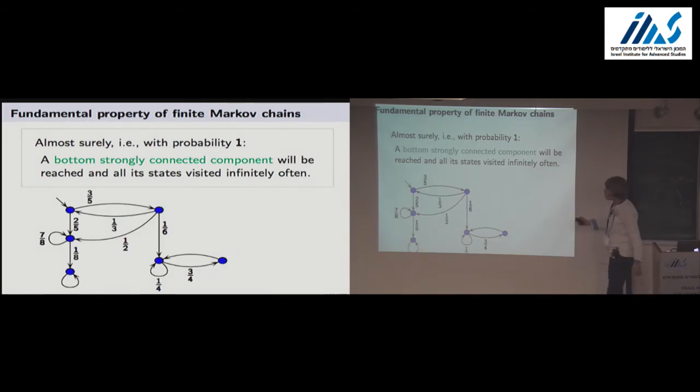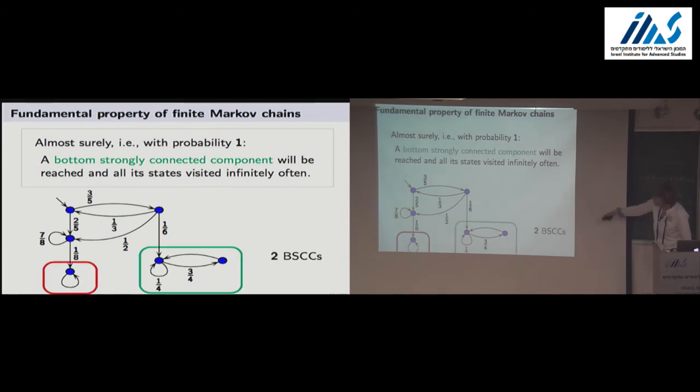Now here's a simple example. We have this Markov chain here, and there are two bottom strongly connected components, the red one and the green one. And well, here we have loops, as you have seen in this simple example: start, try, delivered again.